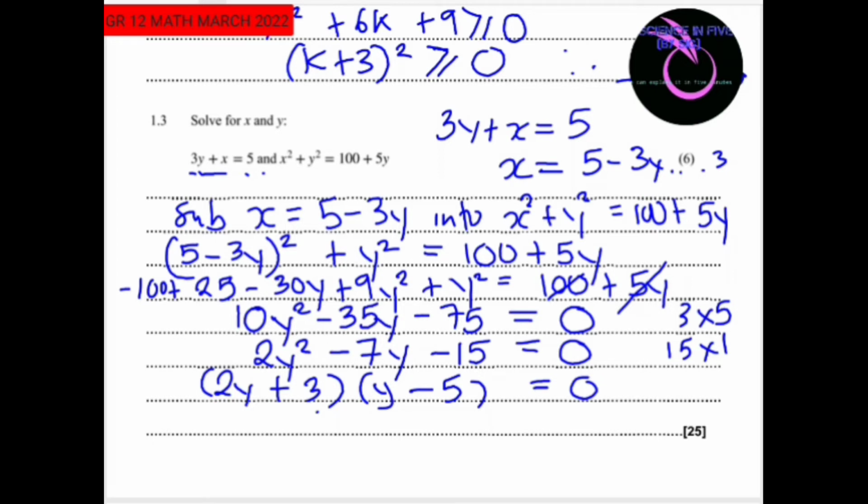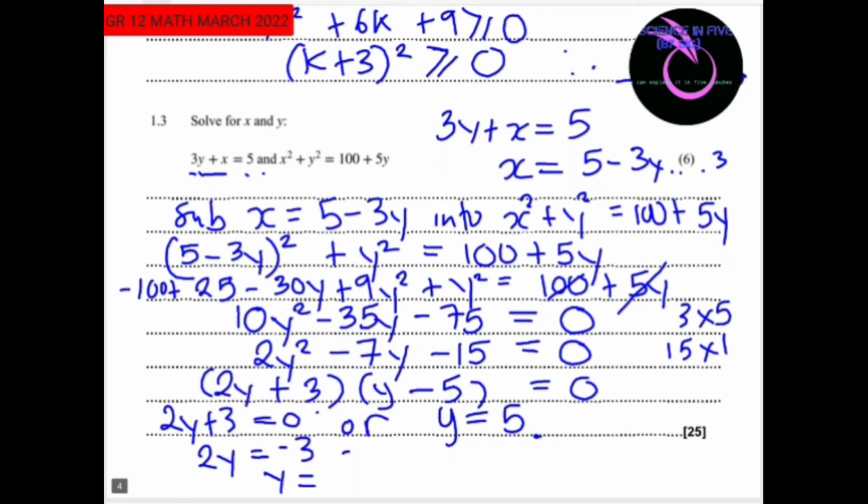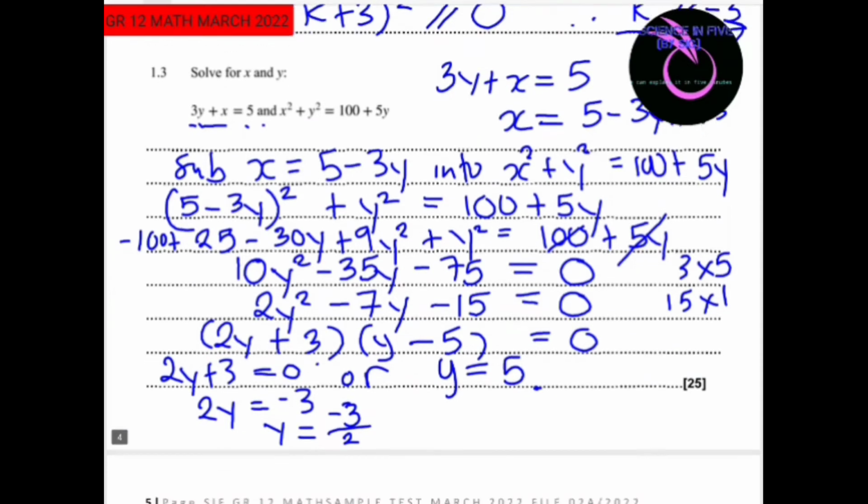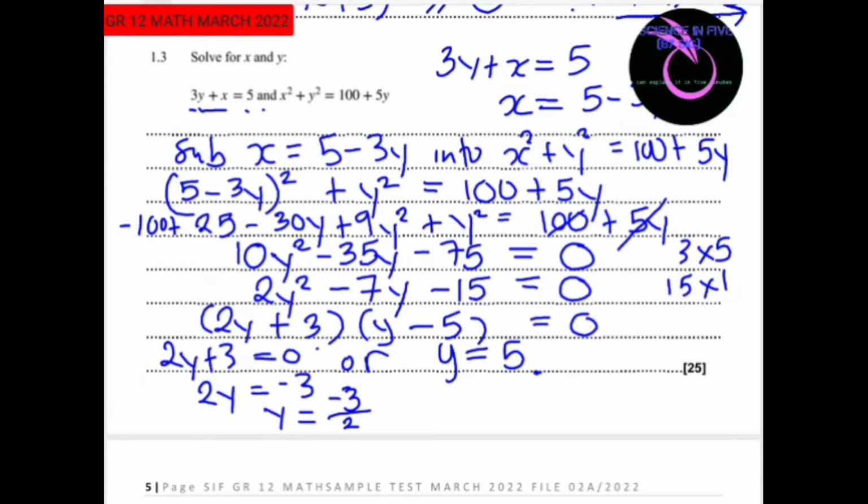From here now I can easily solve. I can see that here y is equal to 5. How would I solve the other bracket? Well, 2y plus 3 is equal to 0. Move the 3 across, it becomes negative 3. So I'll end up with 2y equals negative 3. Therefore, y must be minus 3 over 2. So I've got two values for y: y equals minus 3 over 2, or y equals 5.